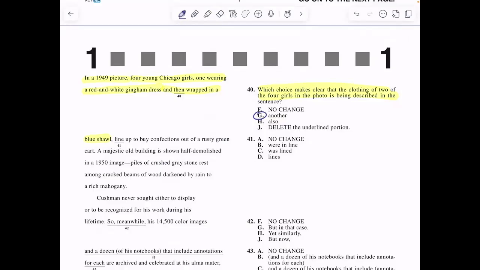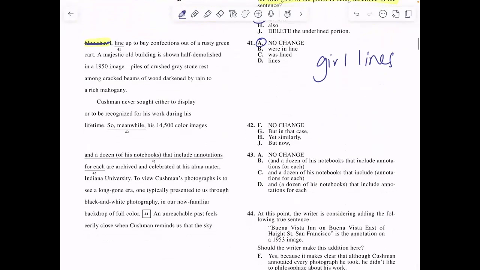I'm going to ignore this comma sandwich. Okay. "4 young Chicago girls line up to buy confections out of a rusty green cart." Confections, candy. We're going no change here. This is back to our simple subject verb because girls has an S, line doesn't, versus if I had a singular girl, it would be girl lines. So please note the difference and know the difference between your subject and verb agreement. Ugh, 42 is kind of gross.